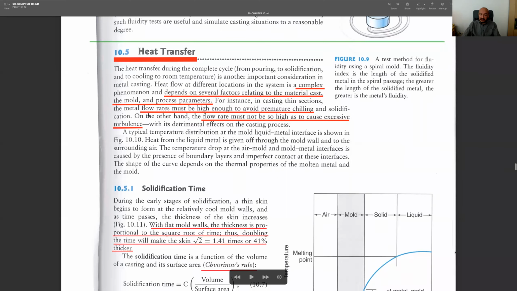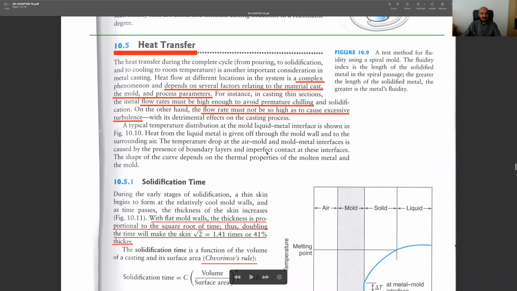And the flow rates may be another important issue. It should be high enough so that we don't have any premature chilling or poorly qualified regions. So its rate should be a bit higher. But on the other hand, if you keep it too high, then what will happen? We will have too much turbulence, and this turbulence will have detrimental, harmful effects on the quality of your casting, so you should find a proper flow rate of your molten metal so that the resulting part will have better qualities, better mechanical properties, and not have any porous regions inside.